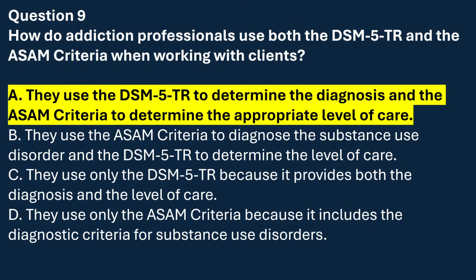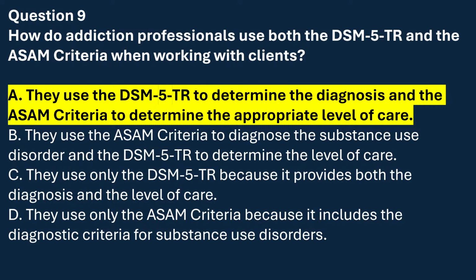The correct answer is A. They use both: the DSM-5 to determine the diagnosis and the ASAM criteria to determine the appropriate level of care. A is correct because addiction professionals use both together because they have two different jobs. The DSM-5 is used to diagnose, and the ASAM criteria is used for the level of care or treatment placement.